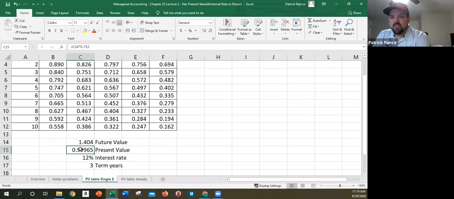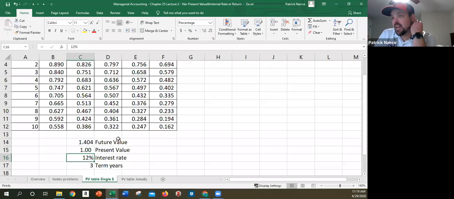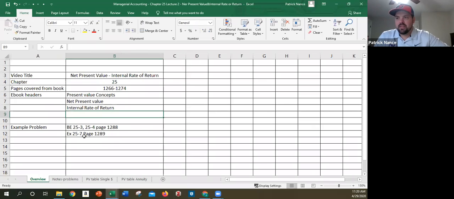I actually built these without rounding, so if I took the 1.404 times my actual number, it should come out to exactly $1, because 0.712 is really longer than that, to get my present value. Okay, so that's the present value of a single amount. The next thing the chapter talks about is the present value of an annuity.